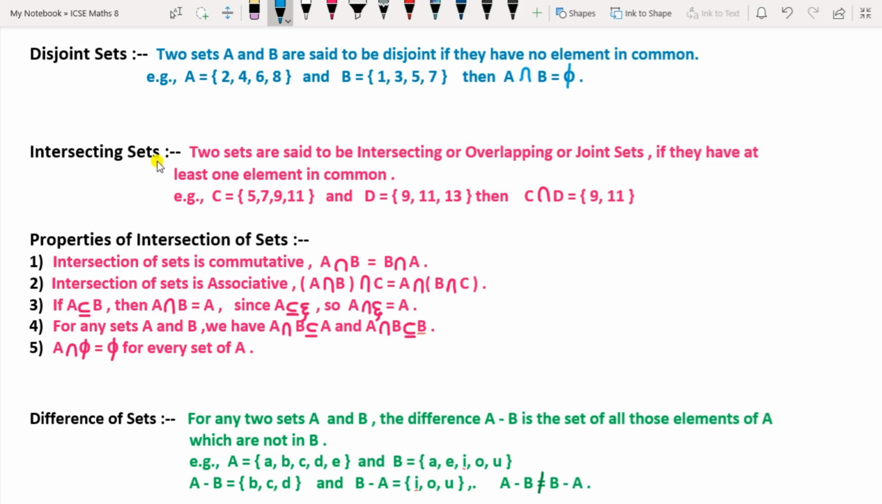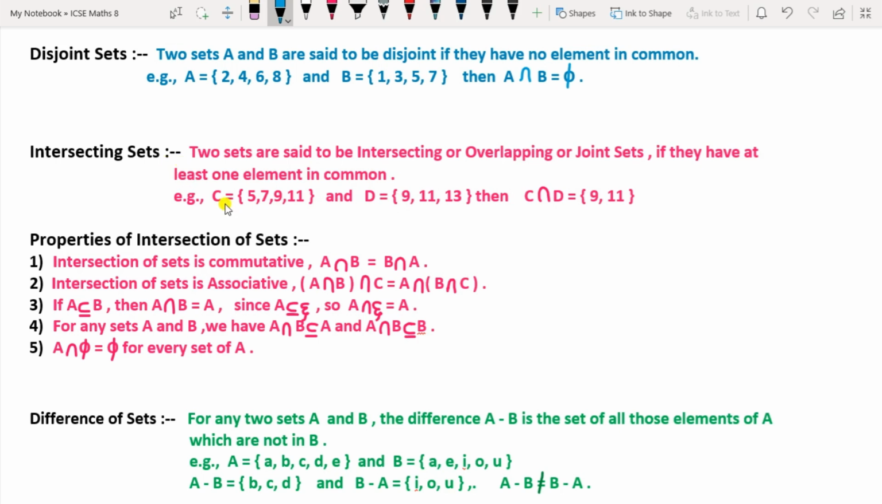Intersecting sets. Two sets are called intersecting, or overlapping, or joint sets, which is the inverse of disjoint, if they have at least one element in common. So such sets which have at least one element in common are called the intersecting sets.